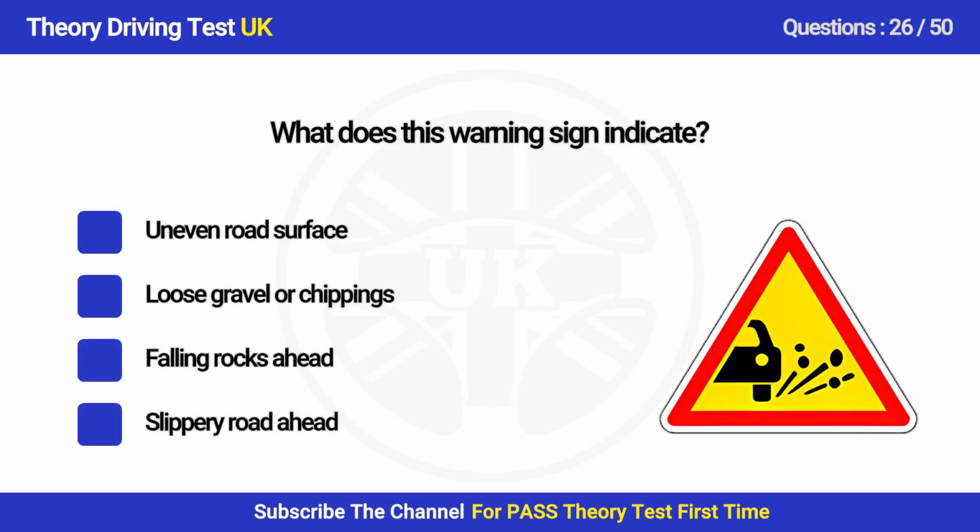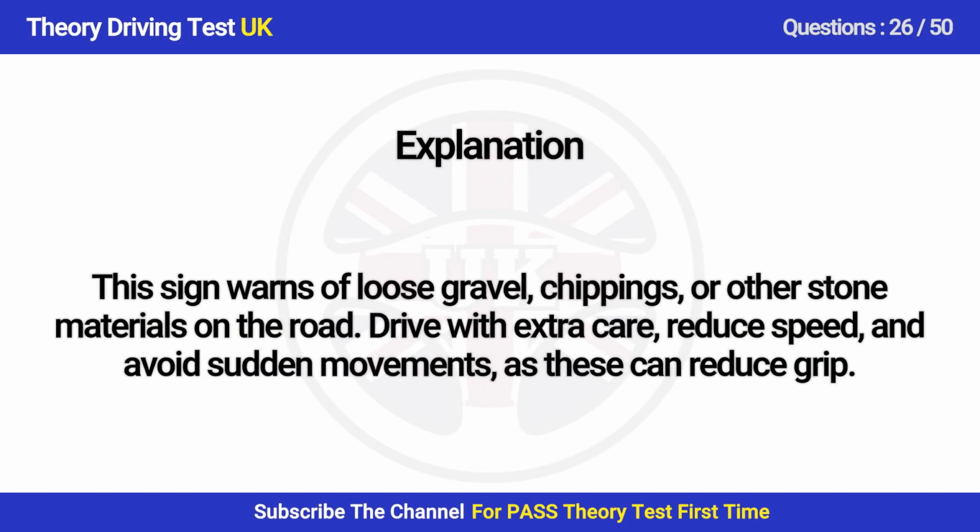A. Uneven road surface. B. Loose gravel or chippings. C. Falling rocks ahead. D. Slippery road ahead. Answer is B. Loose gravel or chippings. This sign warns of loose gravel, chippings or other stone materials on the road. Drive with extra care, reduce speed, and avoid sudden movements, as these can reduce grip.